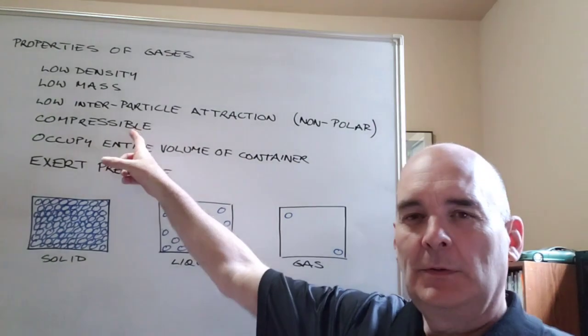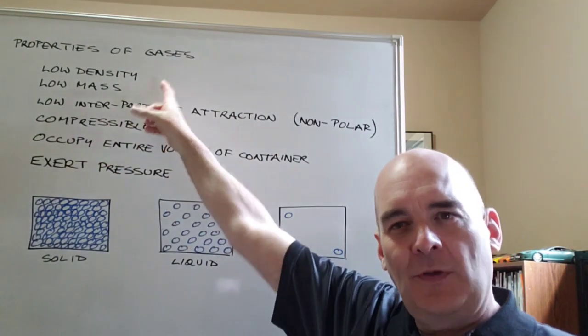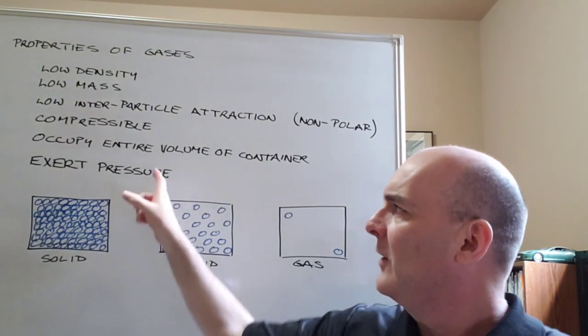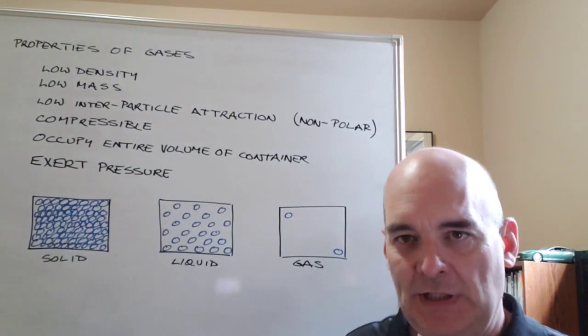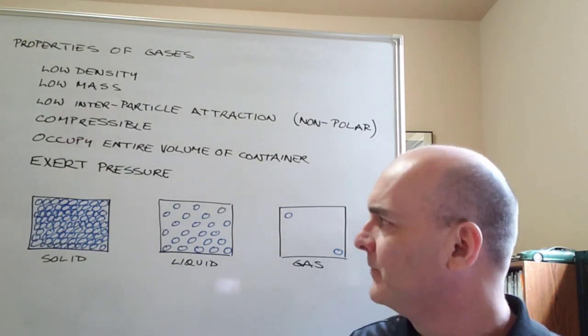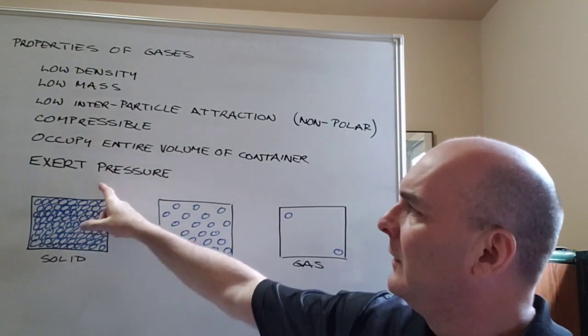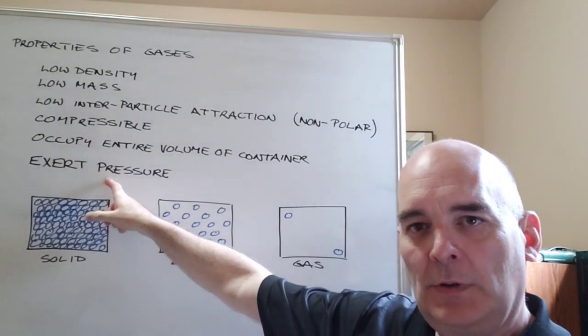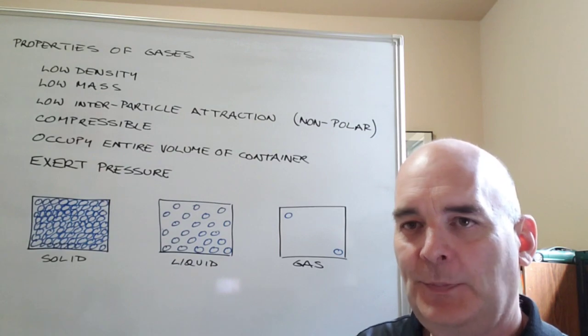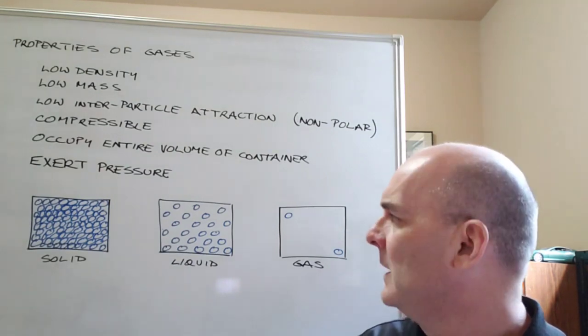They're compressible, which is a consequence of them having low density. We're going to talk about this diagram here in a minute. And they occupy the entirety of the volume of the vessel that they are put into. And the measurable thing about gases is that they exert pressure. Okay, so here's what we know.